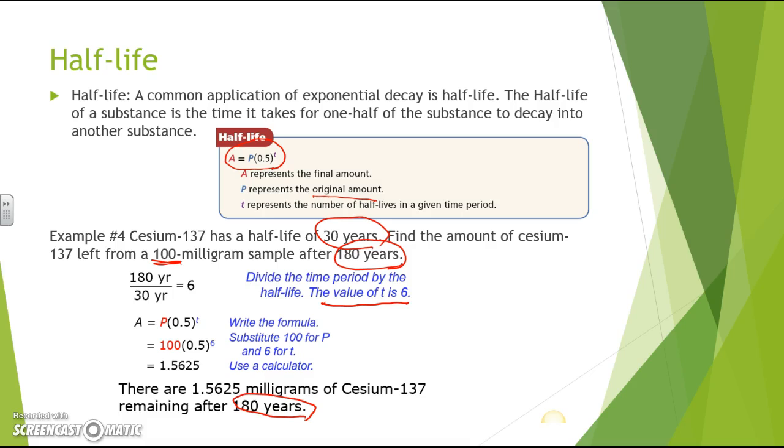So that's the formula you use when working with half-life. You do need to divide the time period by the half-life to get your value t, and then plug that t value in with the rest of the equation to solve it.